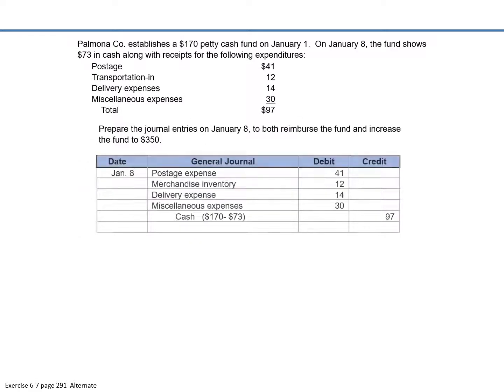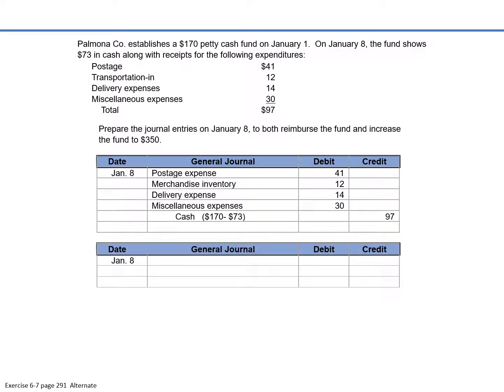they want us to increase the fund. So there's the same entry. They want us to increase the fund to 350. We are currently at 170, so the difference would be 180. Debit petty cash, credit cash.